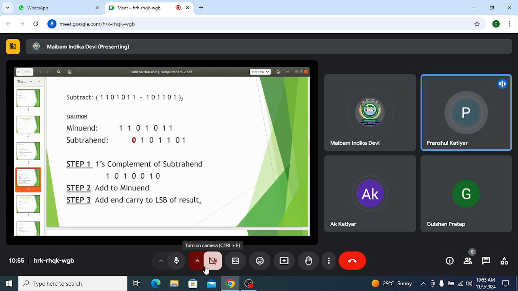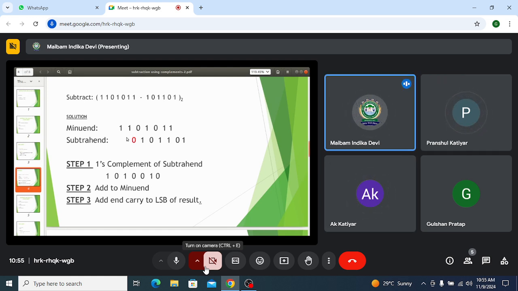Yes or no? Yes, ma'am. Okay, so let's say this minuend has 8 digits and your subtrahend has 6 digits, then you put 2 zeros just to make it have the same number of digits. This is the first step. You need to check for this, otherwise your result will be wrong.